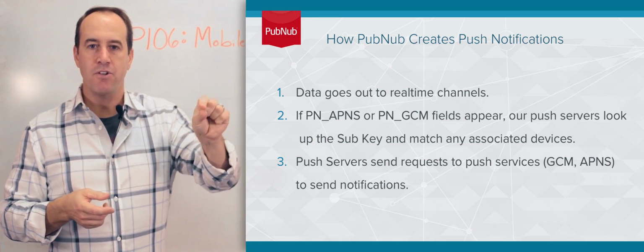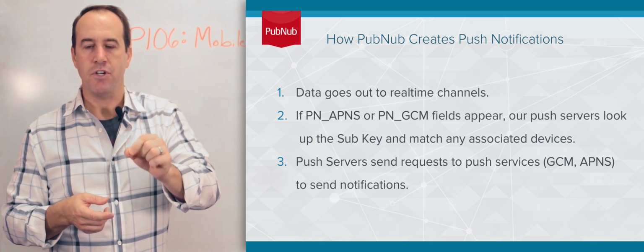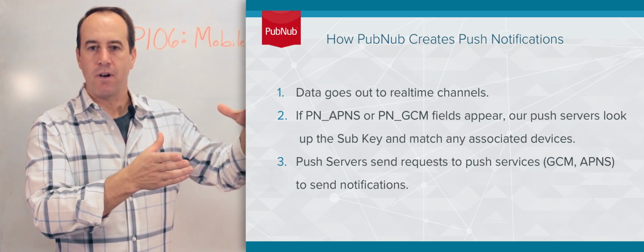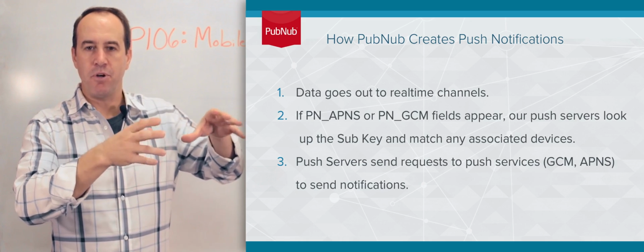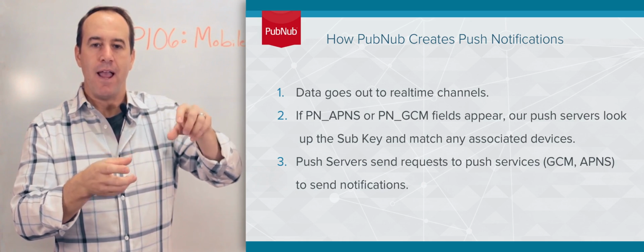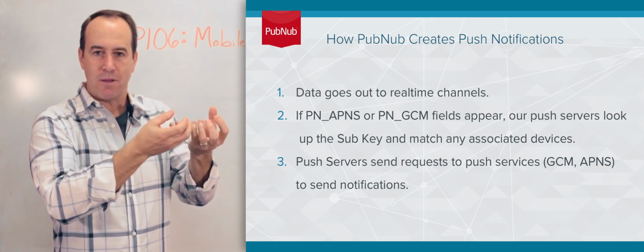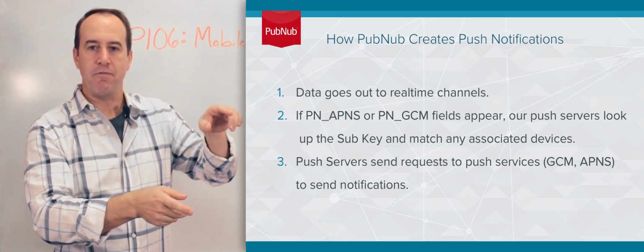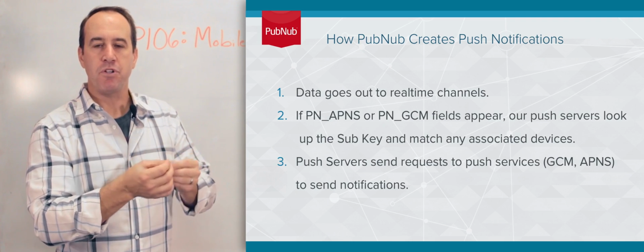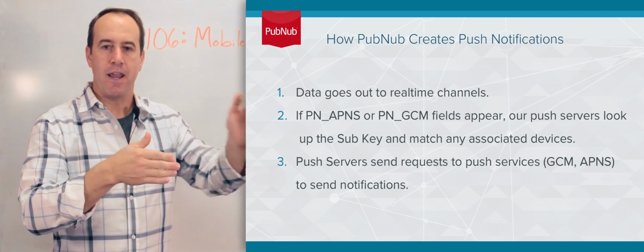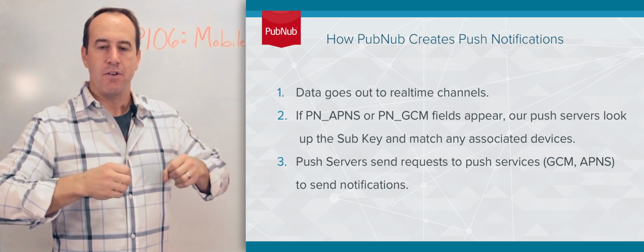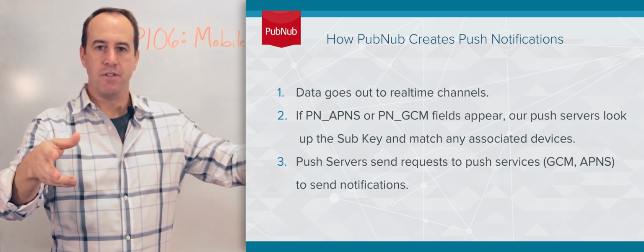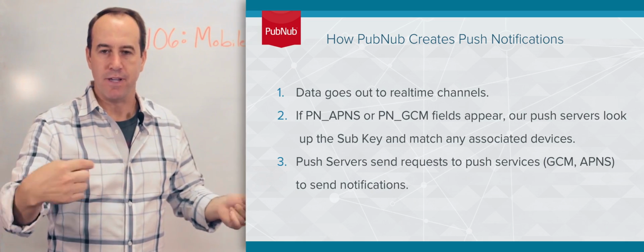But if there is a PN_APNS and or a PN_GCM, our actual APNS and GCM push servers will take that data and ask, what subkey is this applied to? It looks at that subkey, looks for all devices that have been registered for push notifications on the GCM side and APNS side, and sends a request to those push services to send push notifications to those devices.